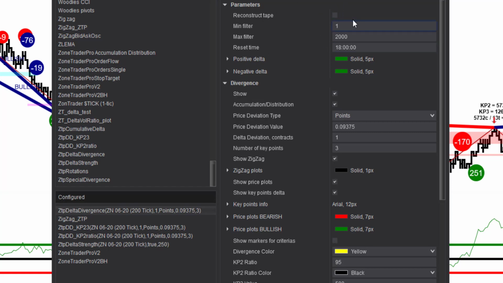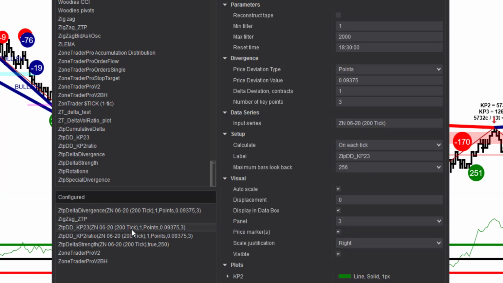So again, as before, not reconstructing the tape, minimum filter of 1. The most important thing is the price deviation value here at 0.09375. And the KP2 indicator, same thing, 1, 2000. And then the KP2 ratio indicator here, 1, 2000. And deviation contracts at 1, key points at 3.